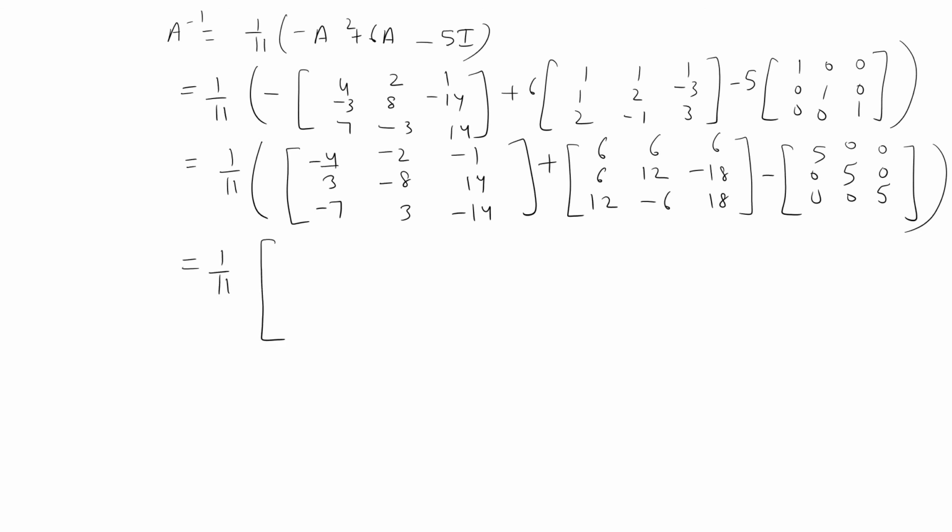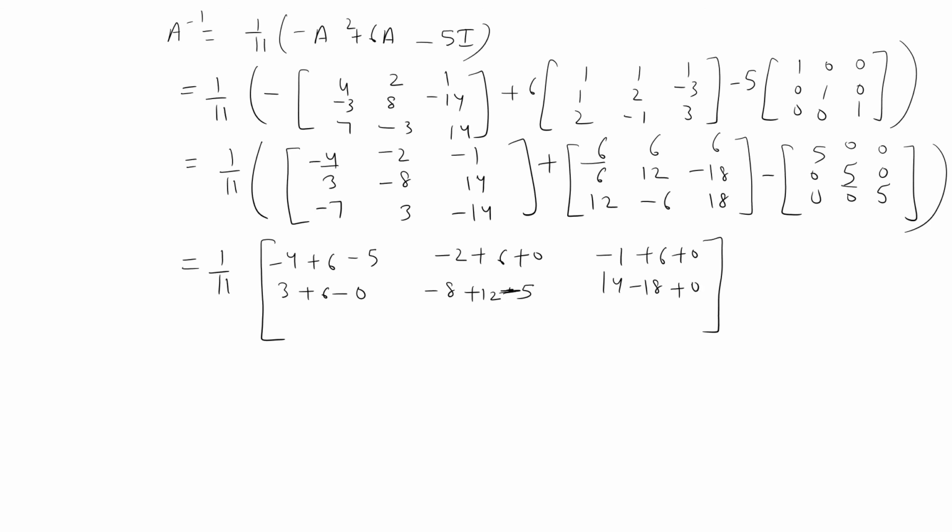So it is 1 upon 11 times: minus 4 plus 6 minus 5, then minus 2 plus 6 plus 0, minus 1 plus 6 plus 0. This is 3 plus 6 minus 0, minus 8 plus 12 minus 5. Okay, this is minus 5. And this is 14 minus 18 plus 0, minus 7 plus 12 plus 0, 3 minus 6 plus 0, and minus 14 plus 18 minus 5.